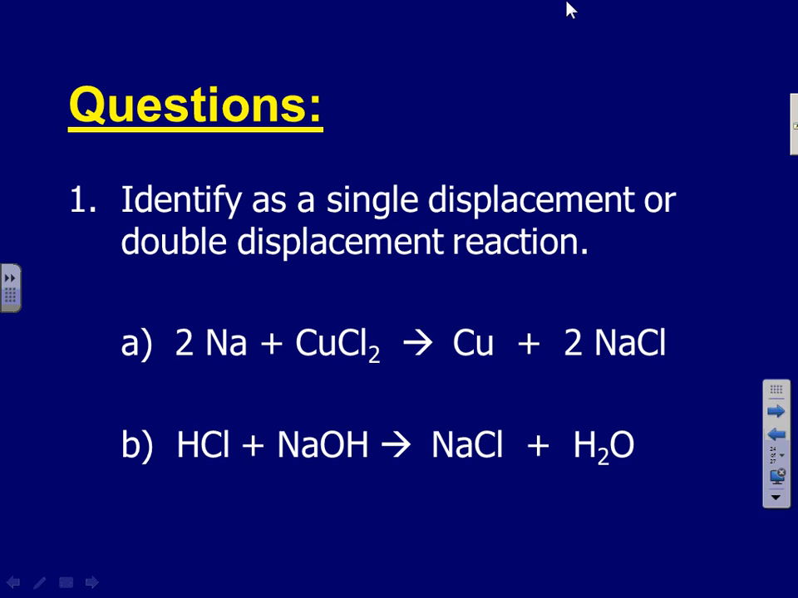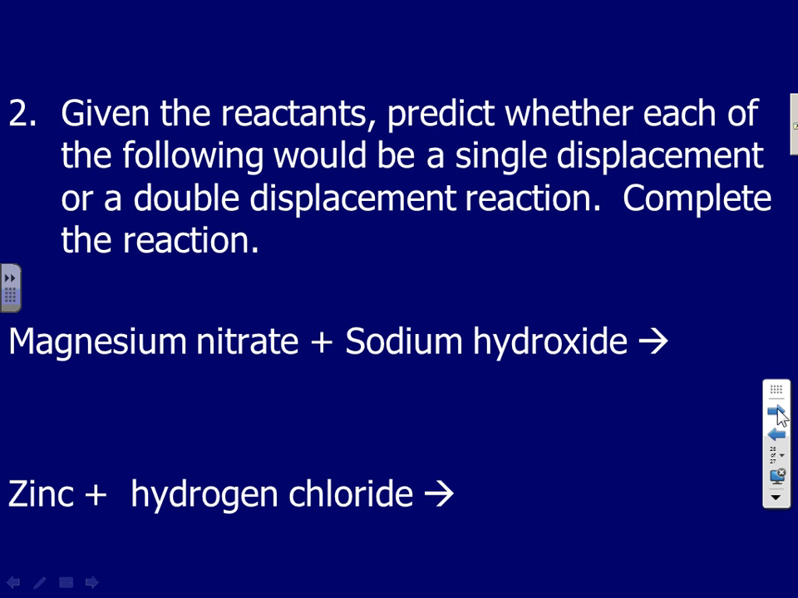Let's not write this stuff down. Let's just talk this through. Identify this as a single displacement or a double displacement. What is A? Single displacement. 1 reacting with the compound. B, what reaction we got here? It's a double displacement. Yep, we've got a compound and it's producing 2 new compounds. Excellent. And again, just given the reactants, tell me whether it's single or double. What's this one here? Yeah, it's double, compound and compound.